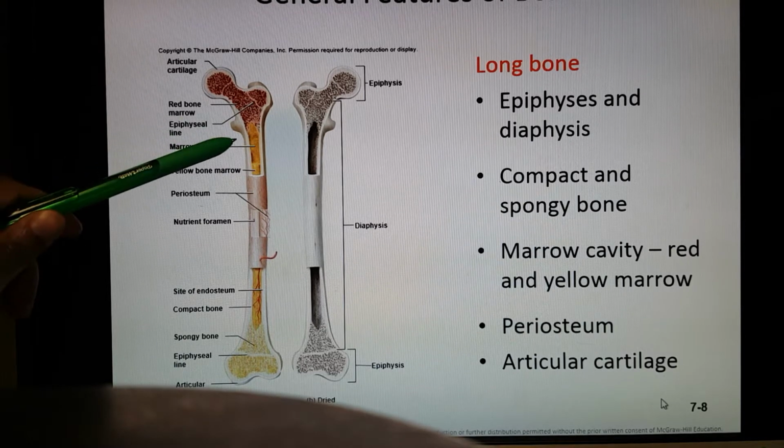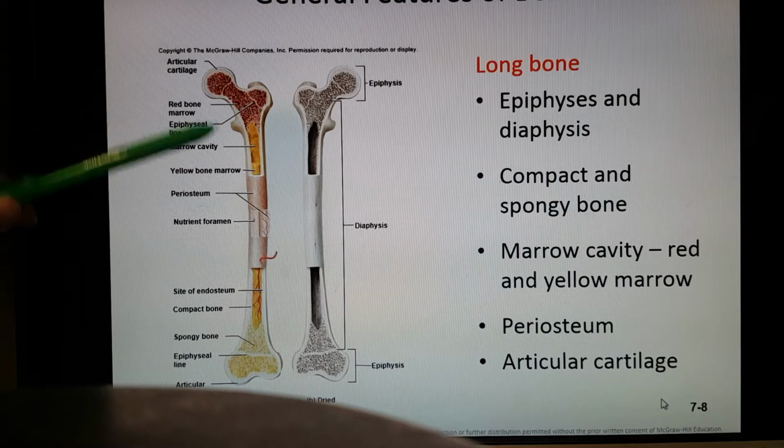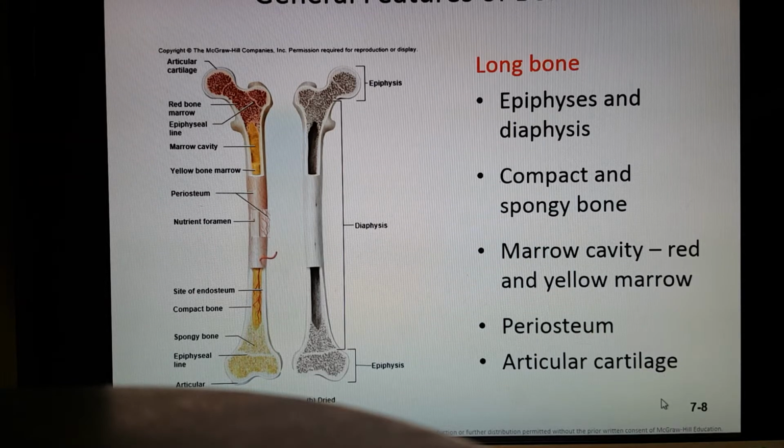Your long bones are covered all the way around by a membrane called the periosteum. It's connective tissue that helps as protection for your bones. And then specifically at joints, you have what's called articular cartilage. Articular cartilage is found where two bones meet at a joint. So for certain joints, you have cartilages that are there.